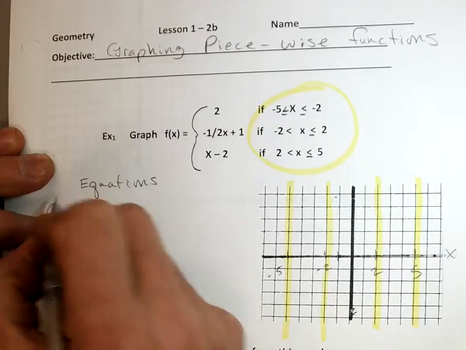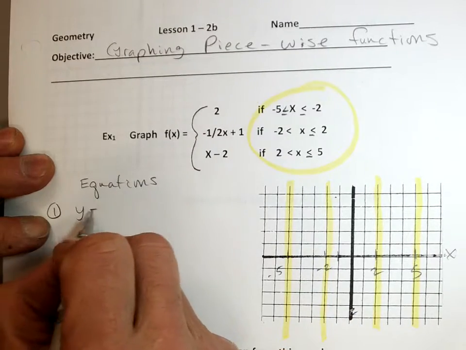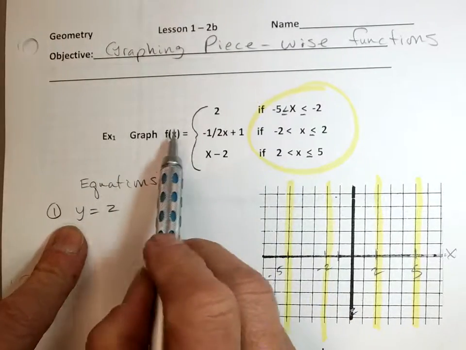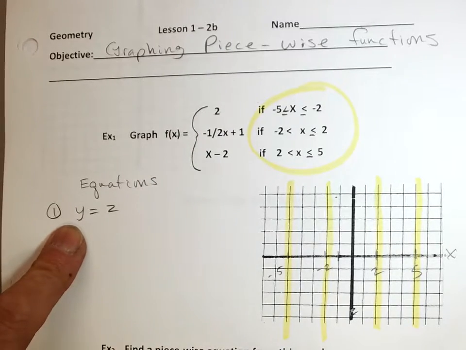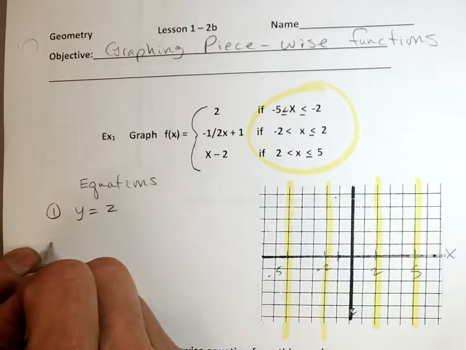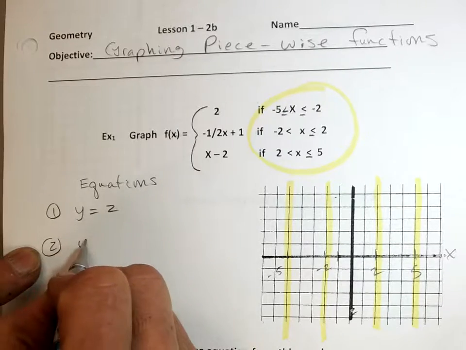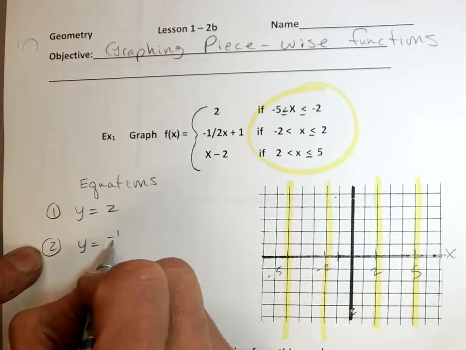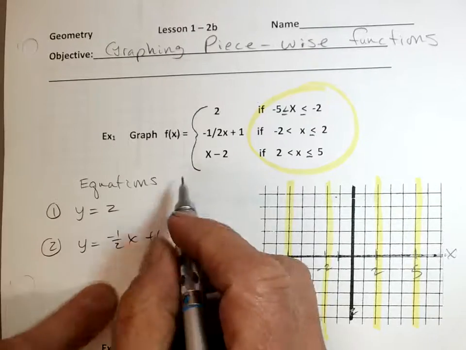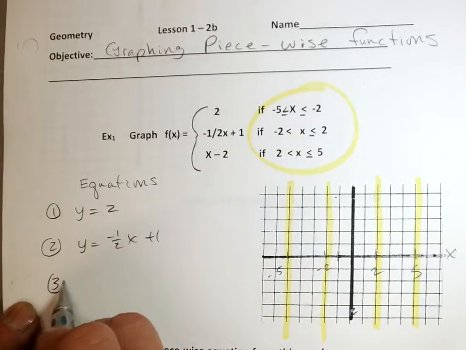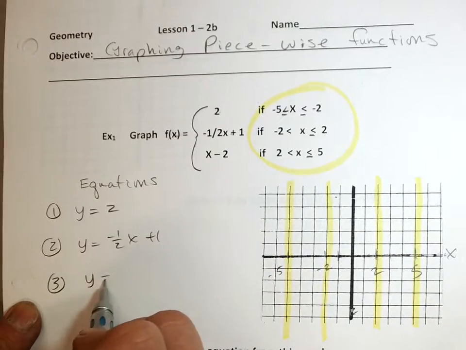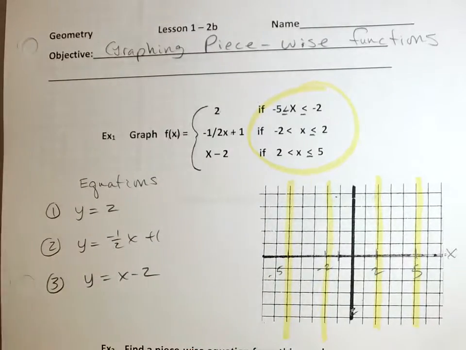So my equations are: equation 1, y equals 2. And I got that right from here. Y equals 2. F of x and y are the same thing for now. Second equation: y equals -1/2 x plus 1, okay? Y equals -1/2 x plus 1. And the third equation is going to be y equals x minus 2, okay? So I want to graph all of those, but in the regions, okay?